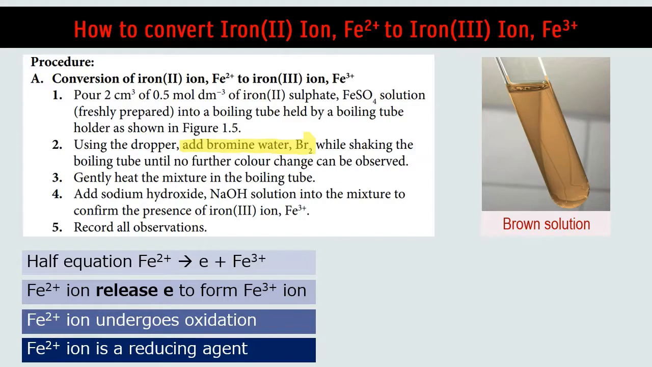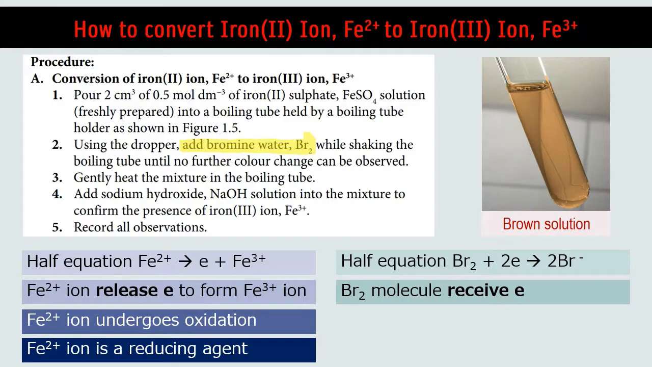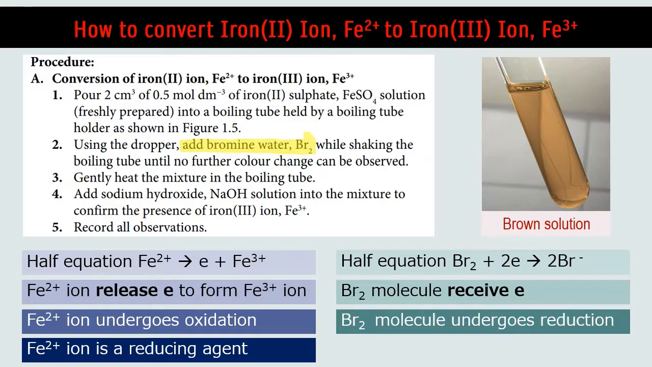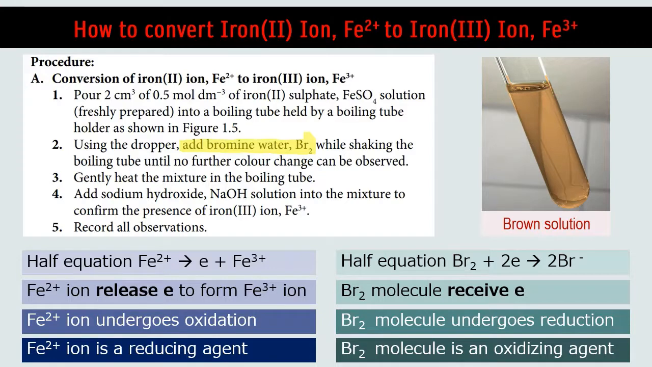While what happened to the bromine water? Bromine water will receive the electrons released by iron 2 ion earlier and undergoes a reduction reaction. We say that the bromine molecule is an oxidizing agent. Okay, what do we have to do to confirm the presence of iron 3 ion? We need to add sodium hydroxide solution into the mixture to confirm the presence of iron 3 ion. Then we have to record all observations. What happens when we add the sodium hydroxide solution?